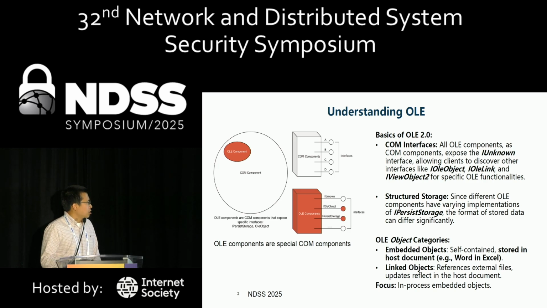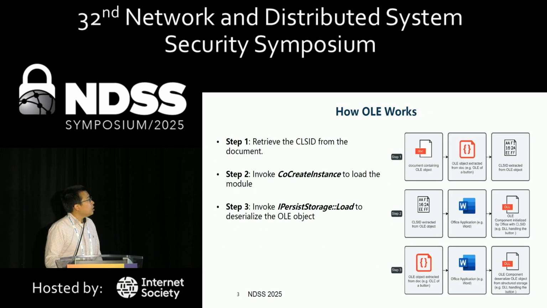There are two categories of OLE objects involved. First is the embedded object, which is a self-contained object stored in the host document, such as a Word document stored in Excel. Second is the linked object. This is something we can easily see, where you use a reference to refer to other objects in a certain directory of your computer.